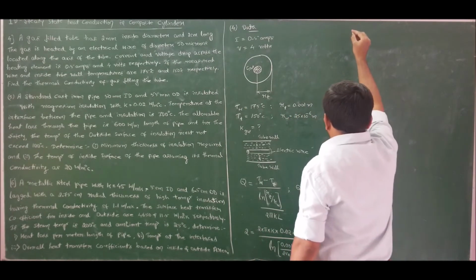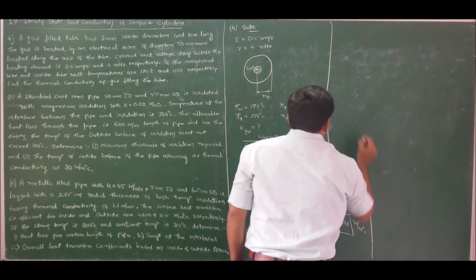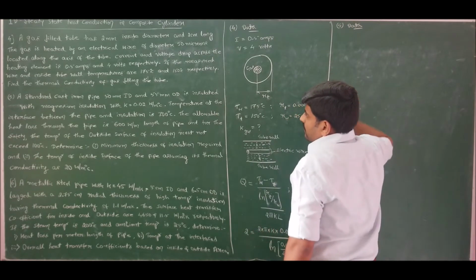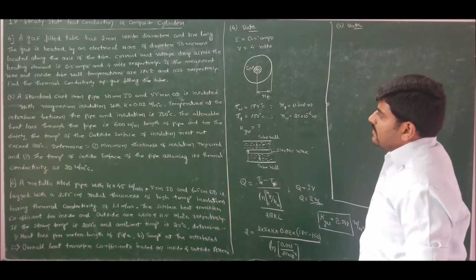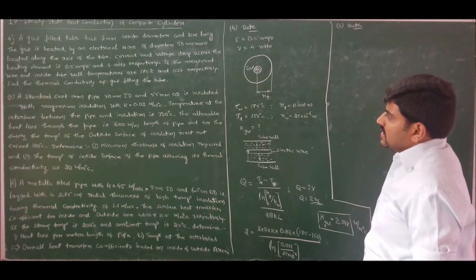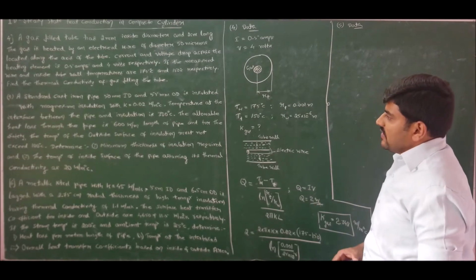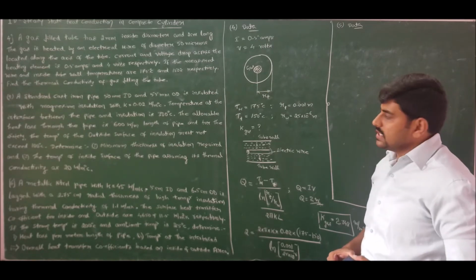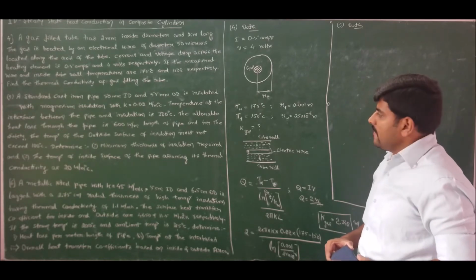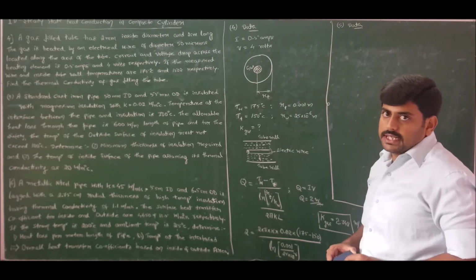Now let us move to problem number 5. If we move to problem number 5 and distribute the data given, a standard cast iron pipe of 50 mm inner diameter and 55 mm outer diameter is insulated with magnesium insulation with thermal conductivity of 0.02 watt per meter degree Celsius. Temperature at the interface between the pipe and insulation is 300 degrees Celsius. The allowable heat loss through the pipe is 600 watt per meter length of pipe, and for safety, the temperature of the outside surface of insulation must not exceed 100 degrees Celsius.